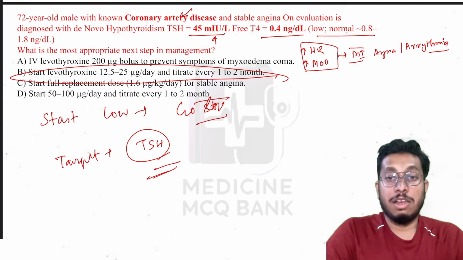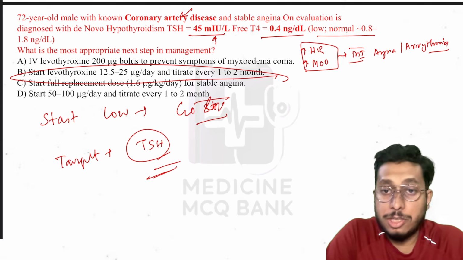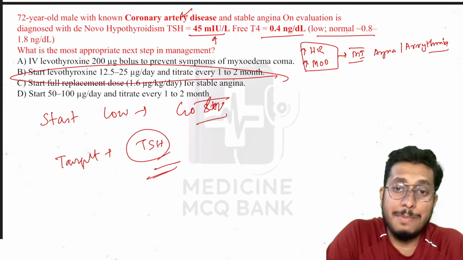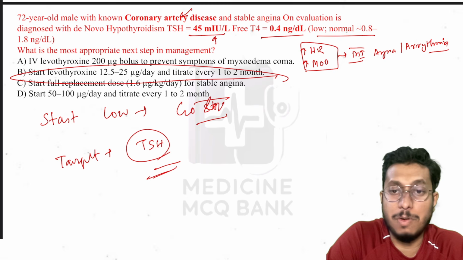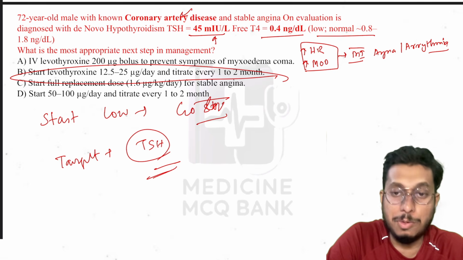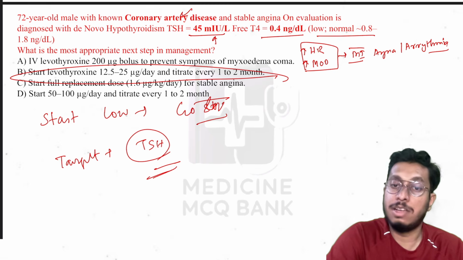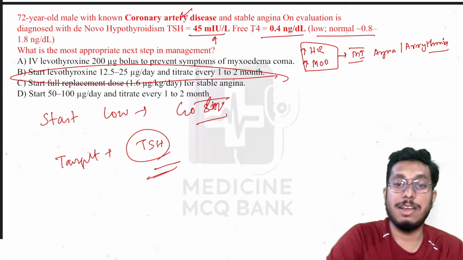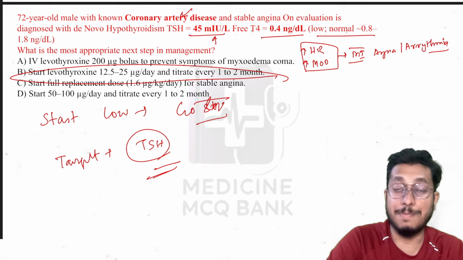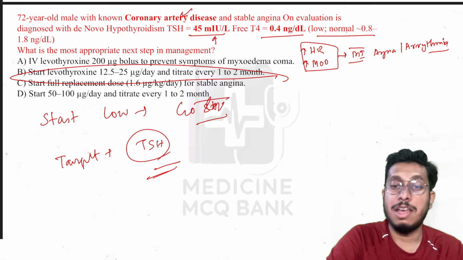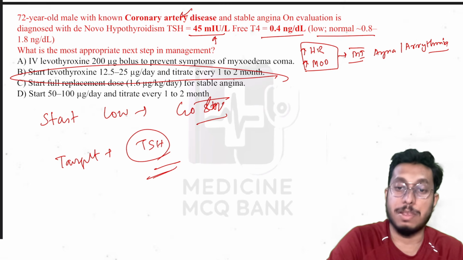Now, why are the other options wrong? If you look at option A, that is IV levothyroxine bolus. The indication of IV levothyroxine bolus is myxedema coma only, nothing else. It is not given to prevent myxedema coma. You give it only when myxedema coma is there. This patient is more or less stable, so it is not indicated. Full replacement, if there is no comorbid condition, particularly cardiac comorbid condition, I would consider full replacement. Usually in young, healthy patients, we go for full replacement. Okay.